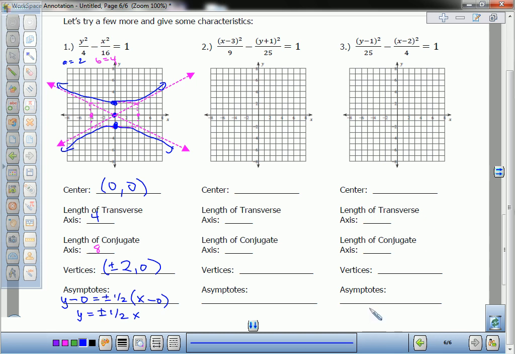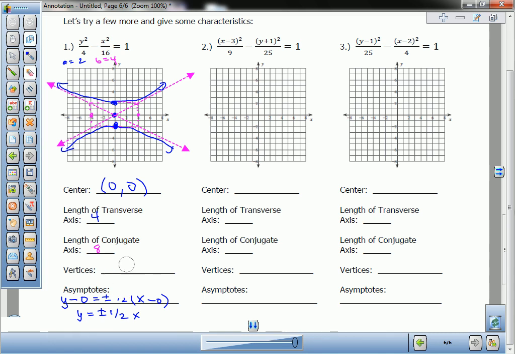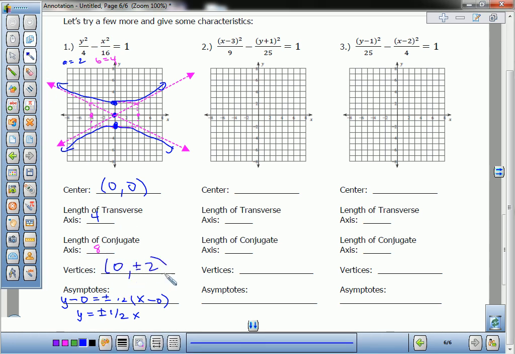Okay, question. Why did you put for the vertex plus or minus 2, 0 instead of 0, plus or minus 2? Since it's y. Oh, you were right. I did that wrong. The vertices are 0, plus or minus 2. You're so right. Good catch. Sorry, everyone, we didn't notice.